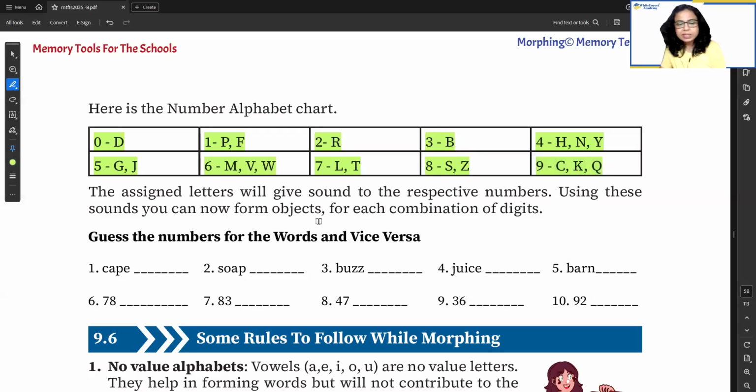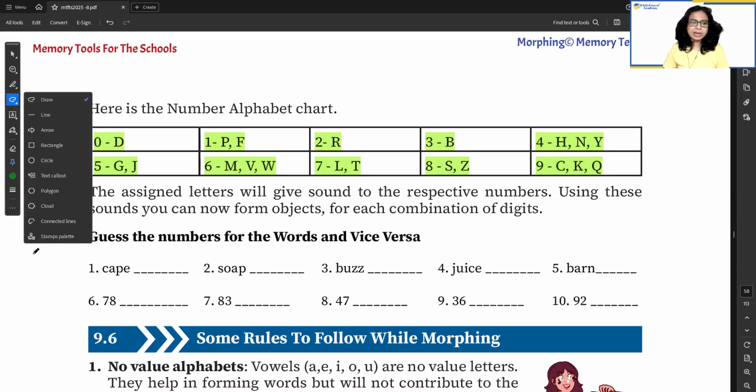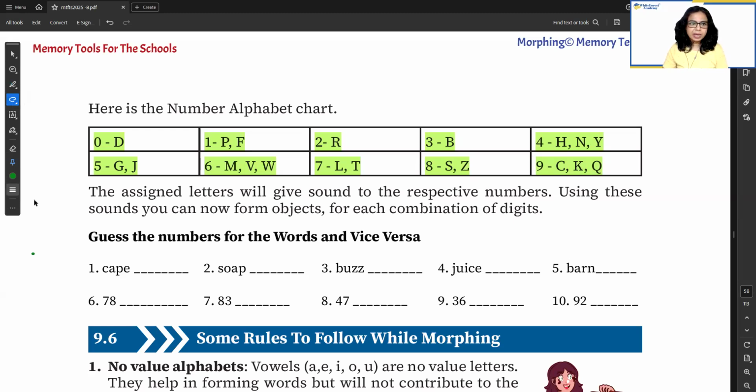Now guess the numbers for the words and vice versa. Usually when I do this exercise, what is the answer I get? So for cape, what will I get? This is 9. Vowels have no value. They don't have any value, but the rest will have the value. So cape is 9 and 1. What is soap? It is 8 and 1.